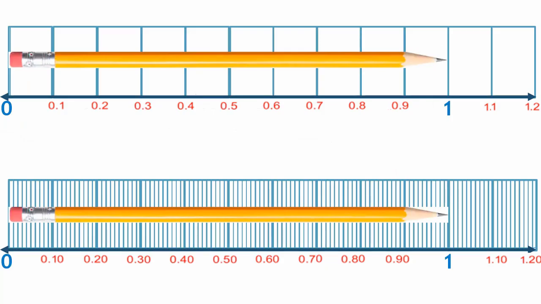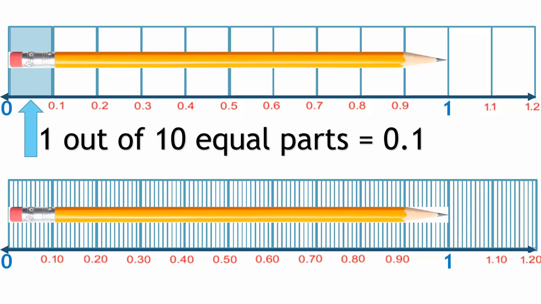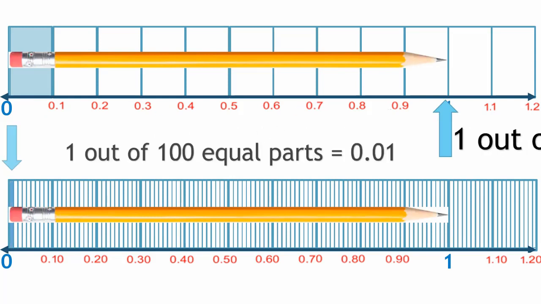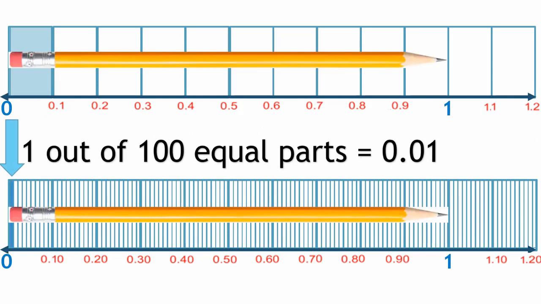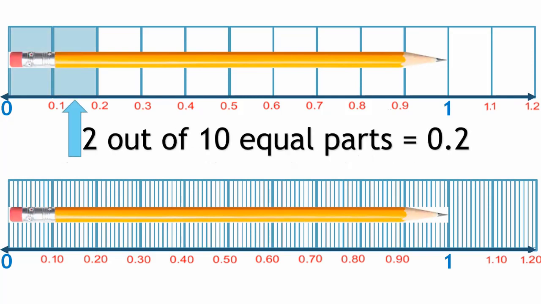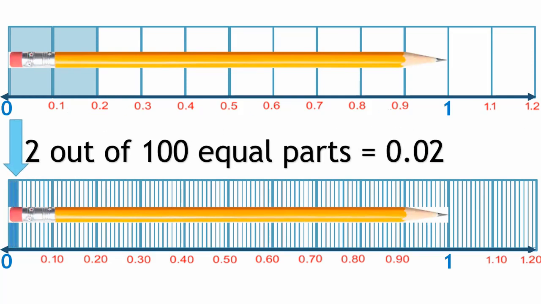Let's take a look at these number lines. This one is divided into 10 equal parts and each part is called 1/10. And this number line is divided into 100 equal parts where each part is 1/100ths. Similarly, this is 2/10 or 0.2. And this is 2/100ths or 0.02.